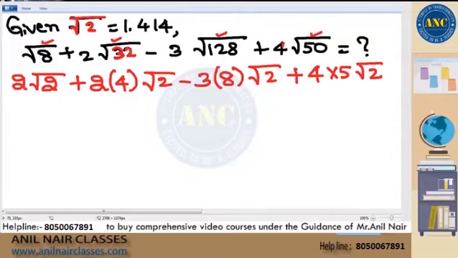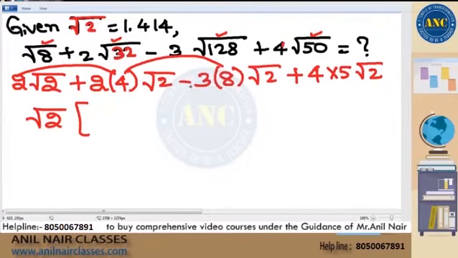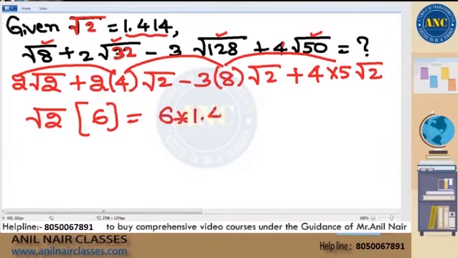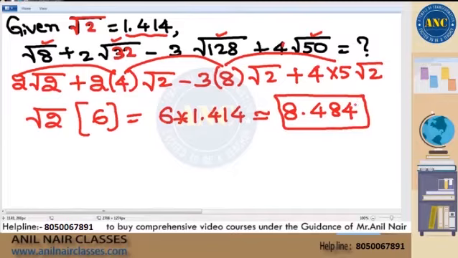If I simplify further, root 2 is a common factor everywhere. Taking root 2 common, 2 plus 8 is 10, 10 minus 24 is minus 14, minus 14 plus 20 is 6. It is 6 root 2. But root 2 is given as 1.414, so it is 6 into 1.414, approximately 8.484. Check the answer options, mark whichever option is closer to 8.484 and move ahead. The answer for this question is 8.484.